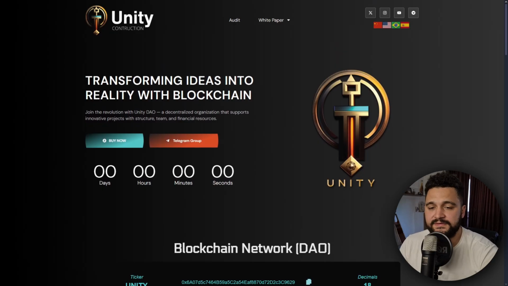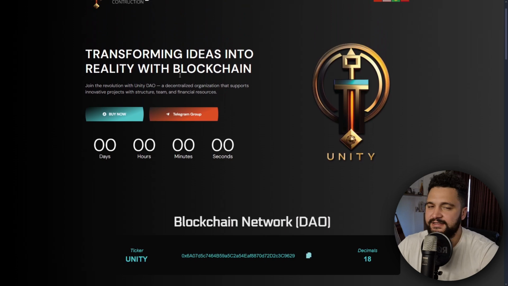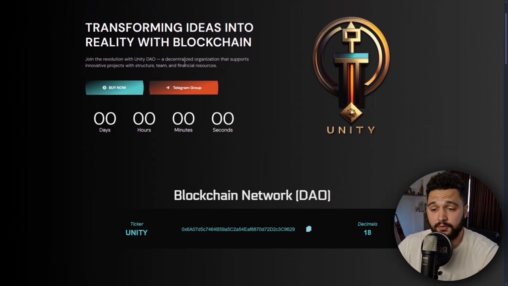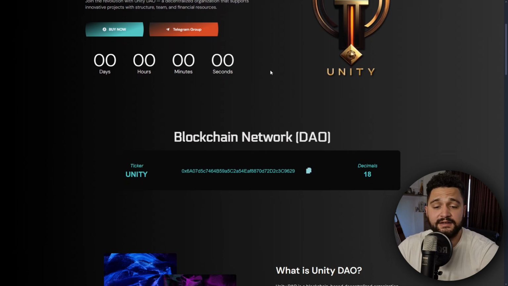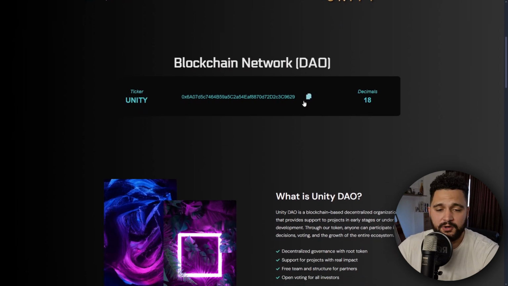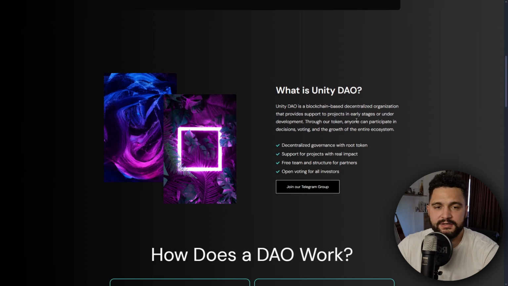They are here to transform ideas into reality with blockchain, revolutionizing with Unity DAO, which is a decentralized organization that supports innovative projects with structured team and financial resources. Smart contract platform here, the ticker of the project is Unity, and the decimal is 18. What is Unity and what does Unity DAO mean exactly?